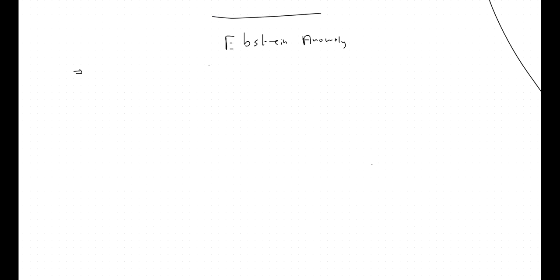So what happens in Ebstein's anomaly? What's the definition? You get displacement of the tricuspid valve into the right ventricle. And when I displace the tricuspid valve into the right ventricle, it is also called atrialization of the right ventricle. So I'm artificially atrializing the right ventricle.